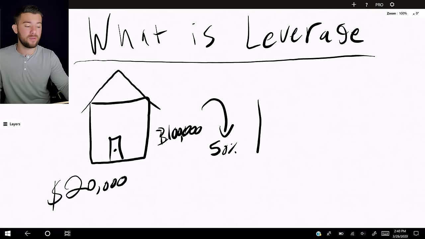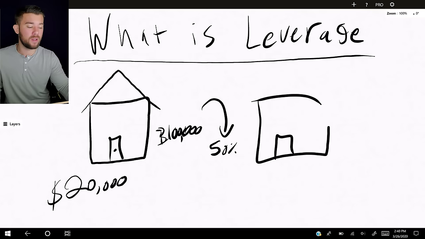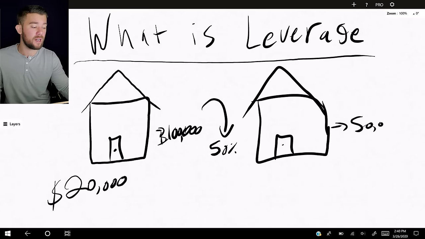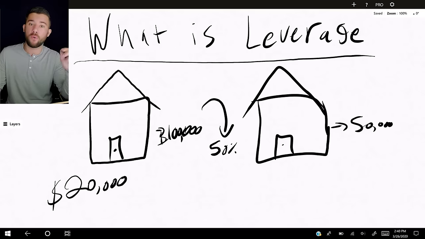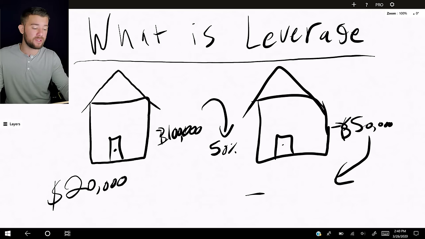Oh no, right? So now your property that was worth $100,000 is now only worth $50,000. But that bank already told you, whether the market goes up or down, you owe us our $100,000 back. So in this case, you decide to sell for a loss. How much did you lose on this house? You lost that $50,000.